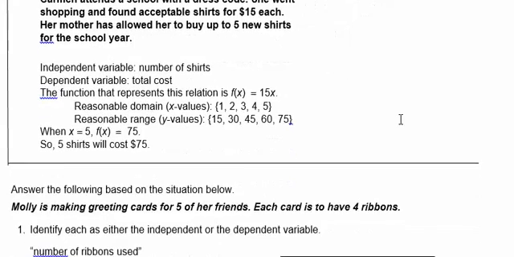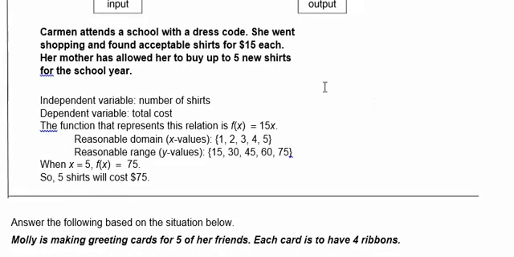Here's a problem. Carmen attends a school with a dress code. She went shopping and found acceptable shirts for $15 each. Her mother has allowed her to buy up to 5 new shirts for the school year. So we have to figure out what's the independent variable, what's the dependent variable. Could we write a function, write an equation that would express this?